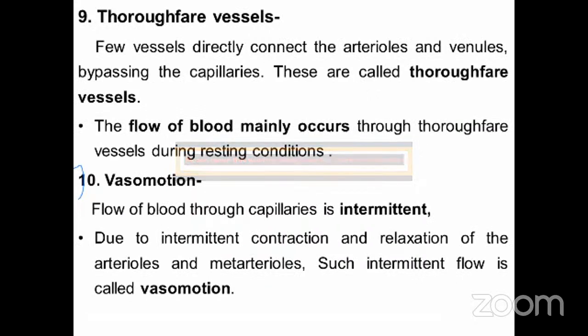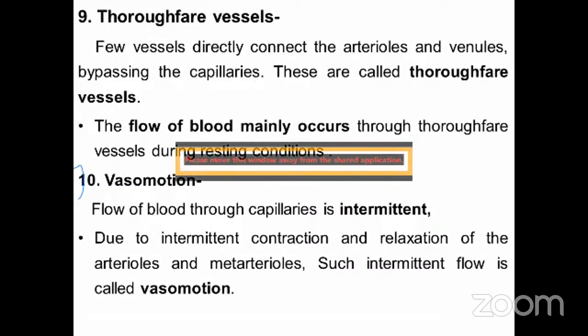Thoroughfare vessels: when we see the structure of the capillaries, there is the nutrient artery, arteriole, and meta-arteriole, and this meta-arteriole is connected to the capillaries, and the capillaries to the venules. But sometimes meta-arterioles are directly connected to the venules. These vessels are called thoroughfare vessels.